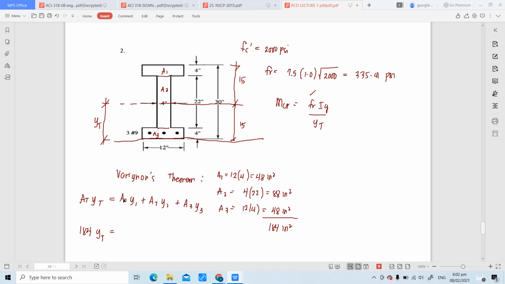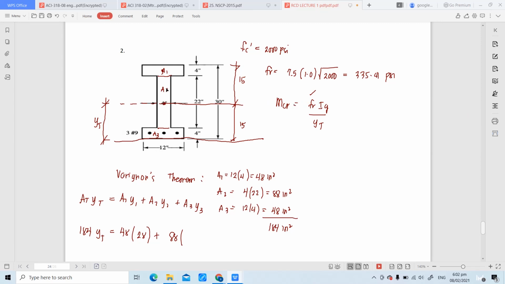That is unknown. A1 muna, that is 48 square inches, multiplied by y1. Ang y1, yun yung distance ng centroid nitong area na to papunta sa axis of consideration. So, ano yung distance na yun? Yun ay kalahati ng 42 plus 22 plus 4, that is 28. Plus A2, which is 88 square inches, multiplied by y2. Y2 yung distance ng centroid nung A2 papuntang axis of consideration.